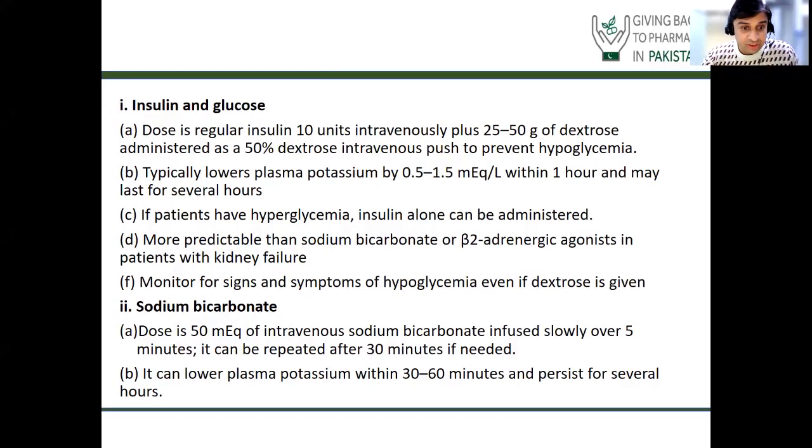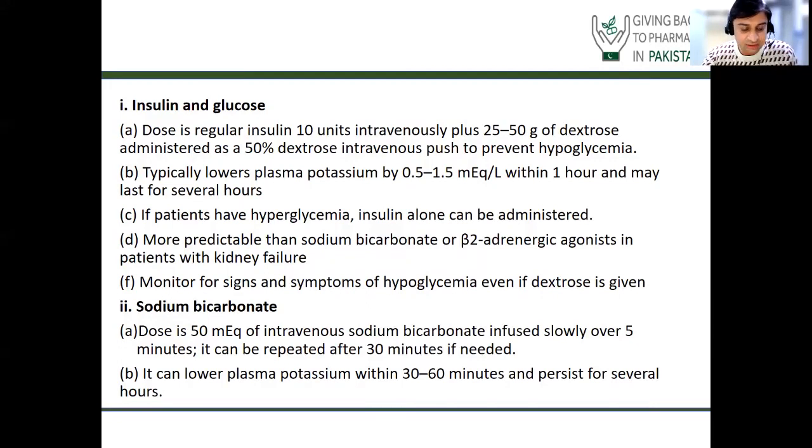Remember, all those patients who have hyperglycemia at baseline, do not give insulin with dextrose. Give just the insulin. Although hypoglycemia might occur, always check for the signs and symptoms of hypoglycemia when you give insulin. The second choice is sodium bicarbonate. It is very rarely used in our setup. If I tell you the truth, we use it very rarely.